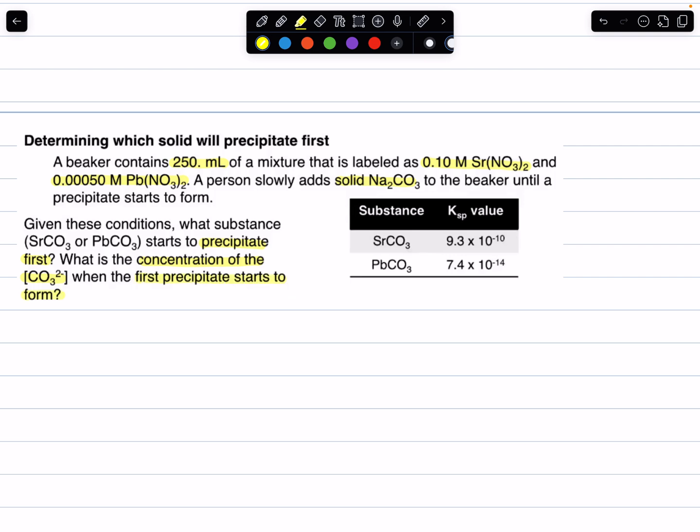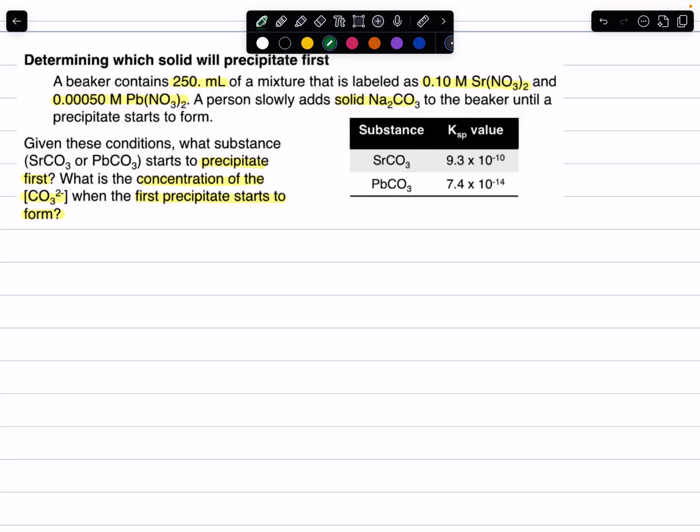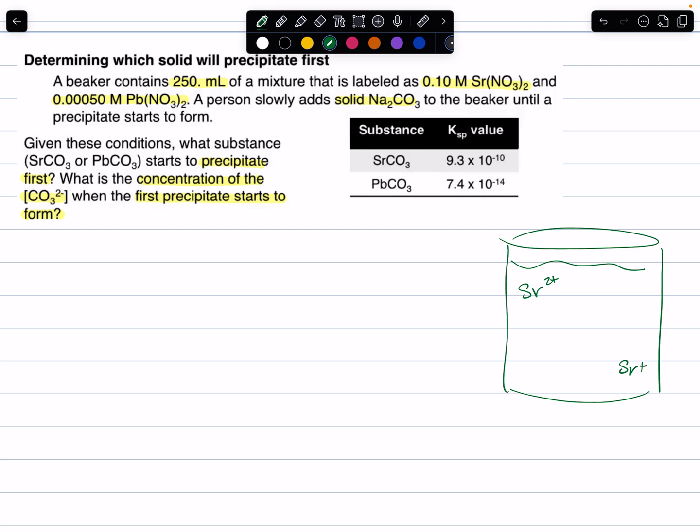Let's start by thinking briefly about what is going on in terms of the particles that are present. Let's say we have a beaker, and in this beaker, we have some strontium nitrate. That means it is soluble, so we're going to see some strontium and some nitrate ions in here. In addition, we have some lead nitrate, so that means there'll be lead ions floating around in here as well.